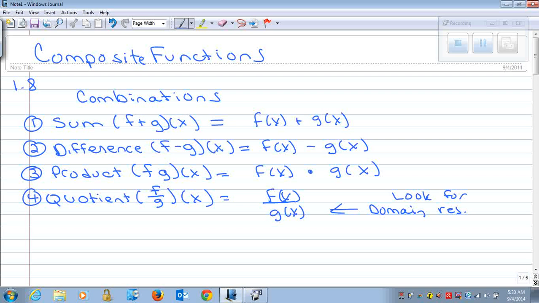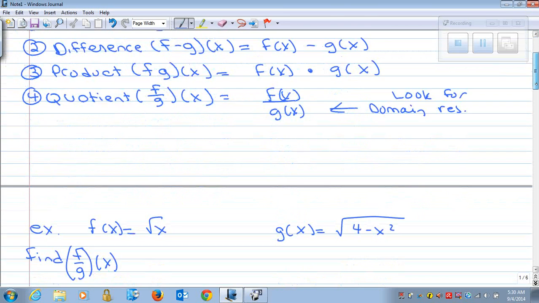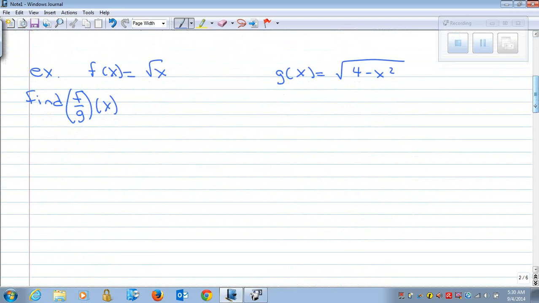All right, let's take a look at an example. We're going to start with finding a quotient, f over g of x. But before we do that, I want us to notice the two functions that we've been given. They are both square roots, and we have to be very careful about domain restrictions when we get to square roots. Writing this out first is pretty easy.